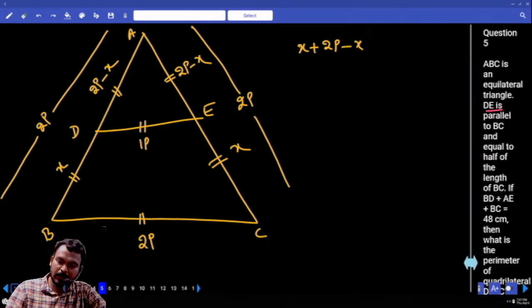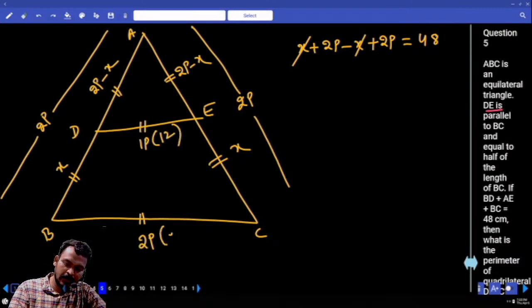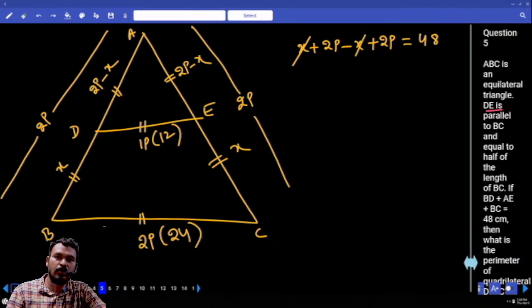plus BC is how many parts? 2 parts. That is equal to how much? 48, plus x minus x cancel. 2 parts plus 2 parts, 4 parts. 4 parts are 48. Every 1 part is 12. 2 parts are 24. 2 parts are 24.